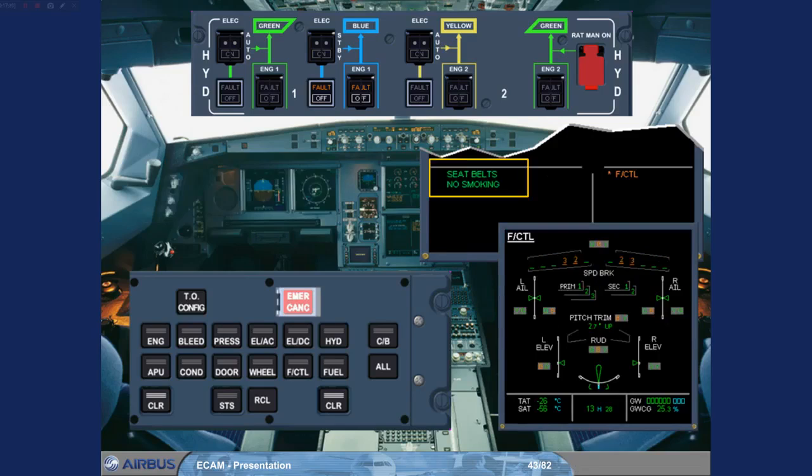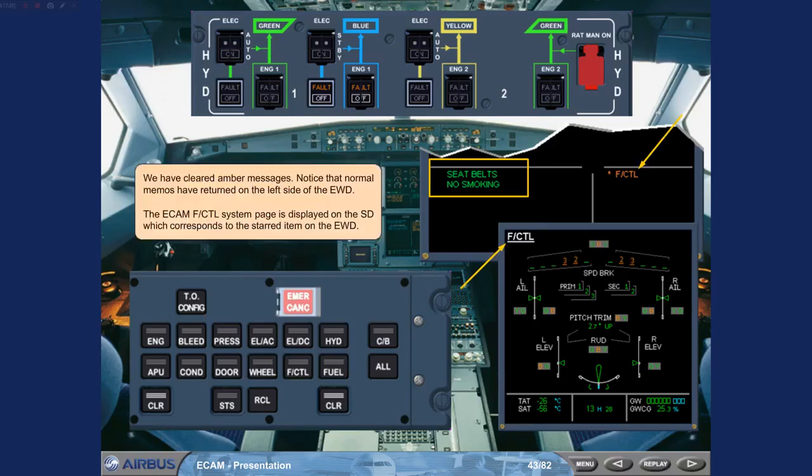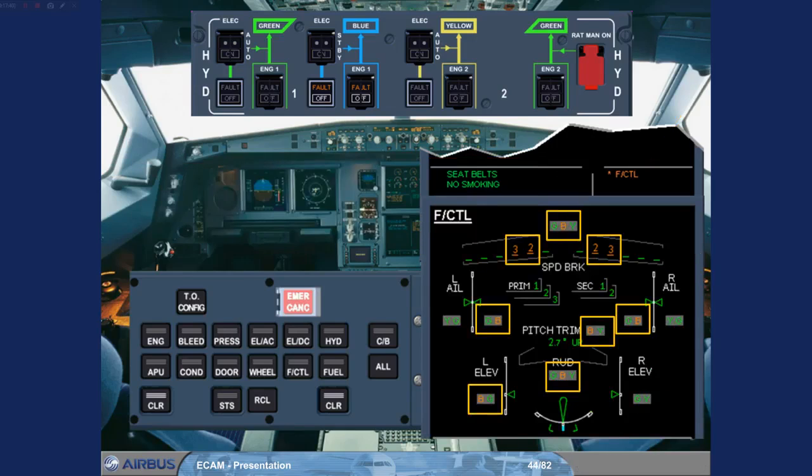The Ecam flight control system page is displayed on the SD, which corresponds to the starred item on the engine warning display. On the Ecam flight control page, notice that the controls affected by the loss of blue hydraulics have amber indications. These indications will be discussed in the hydraulic and flight control modules.